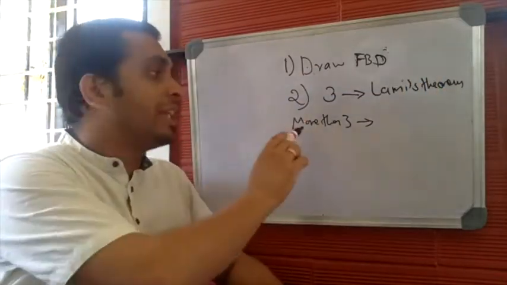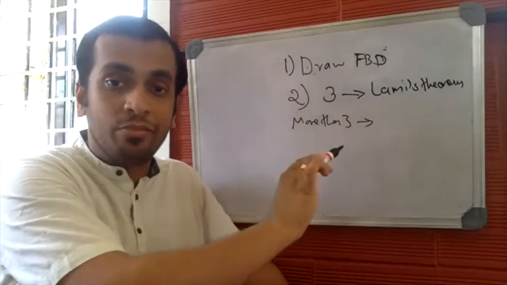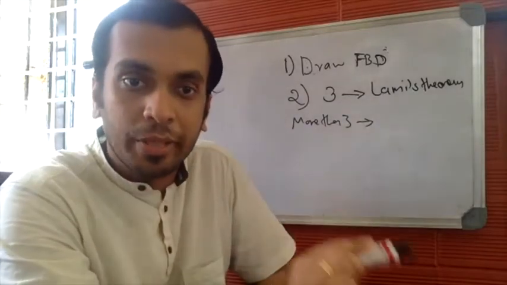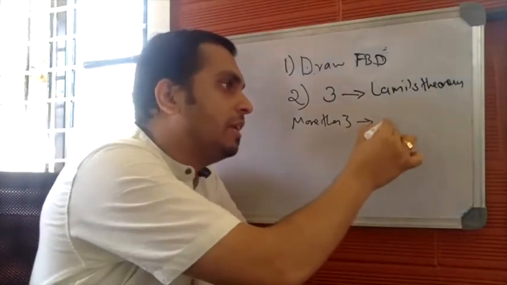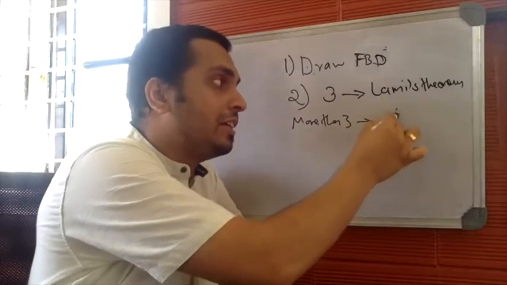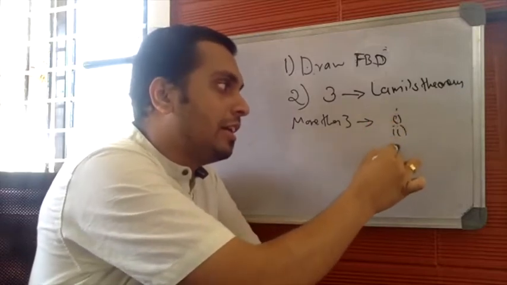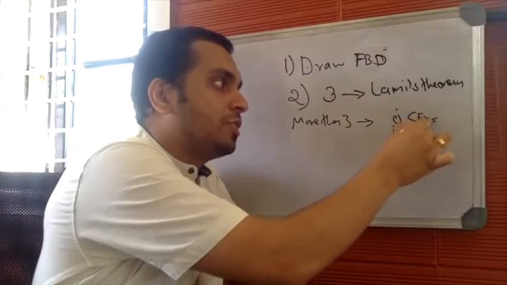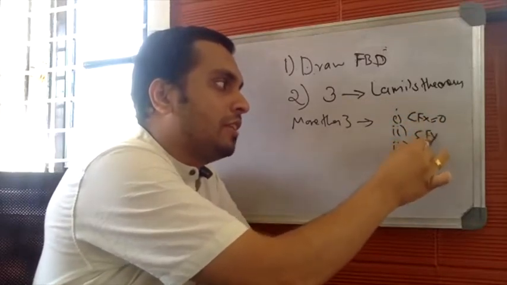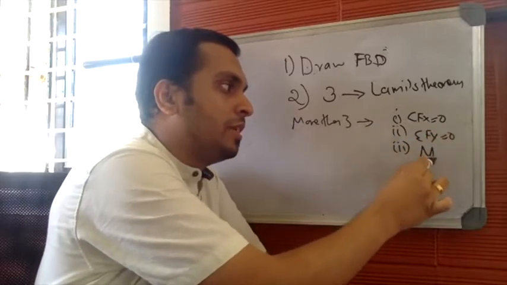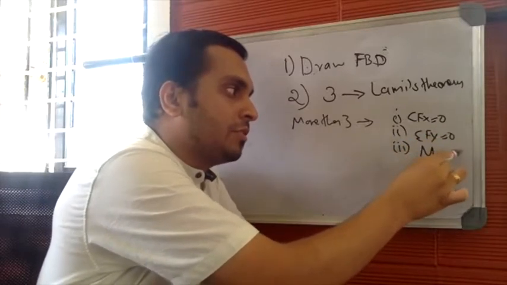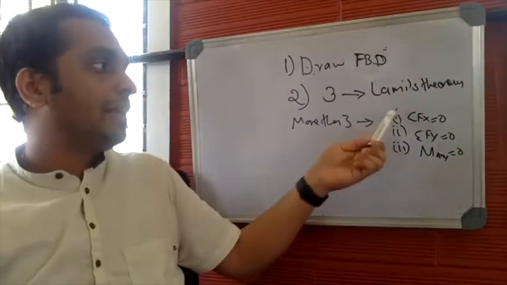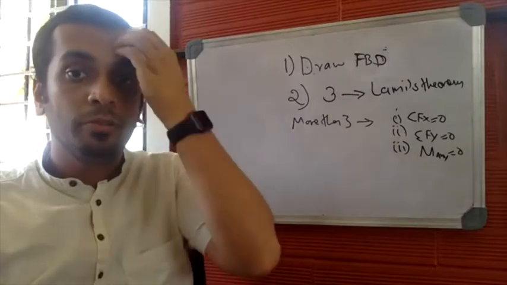Or if you have more than three forces, you cannot apply Lami's theorem. Instead, you have to apply the conditions of equilibrium. Which are the conditions of equilibrium? You have three conditions of equilibrium: one, two, and three. Summation of Fx equal to 0. Summation of Fy equal to 0. And the moment about any point is equal to 0. By applying the conditions of equilibrium, we'll be finding the unknown force.